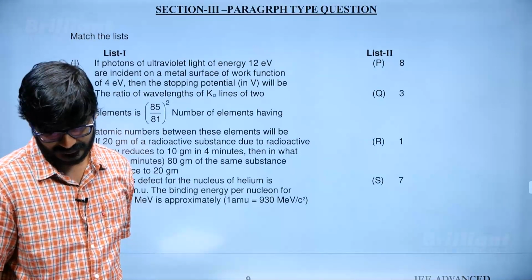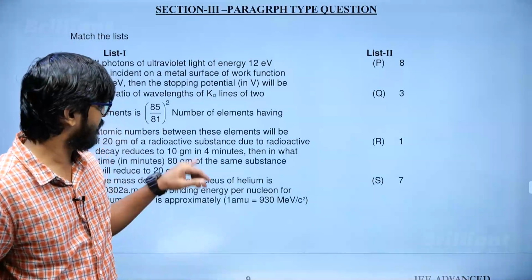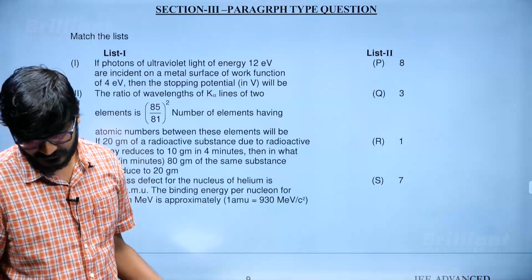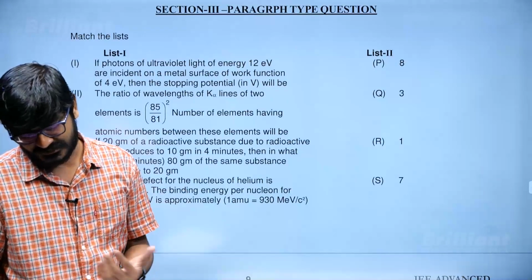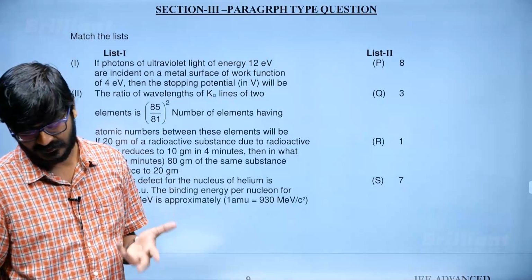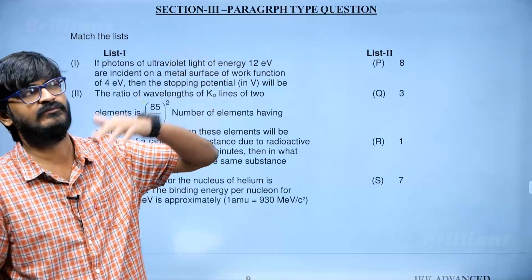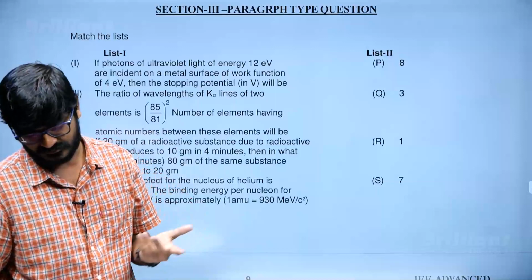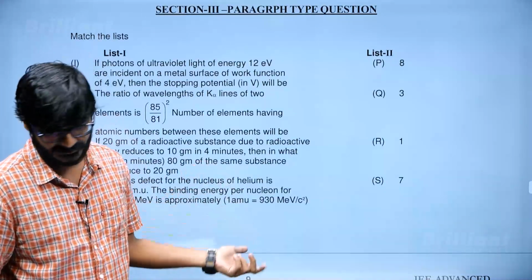Okay, we'll go to K alpha later. So going to the third part, 20 gram is converting into 10 gram in 4 minutes. That is, half time is 4 minutes. 80 gram will be converting into 20 gram in how many minutes? It is like 80 gram will become 40 gram in 2 minutes, 40 to 20. So 8 minutes, right? So third one is 8 minutes.